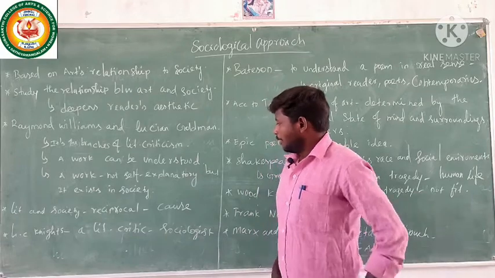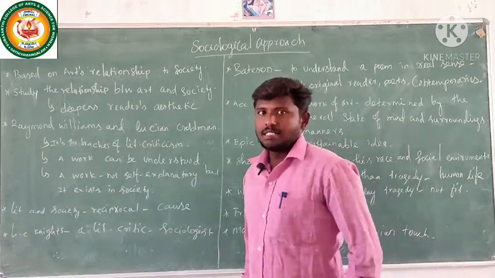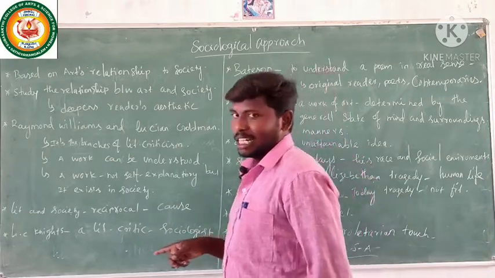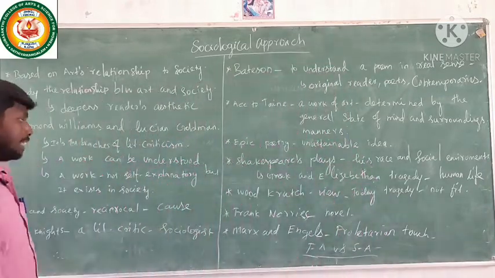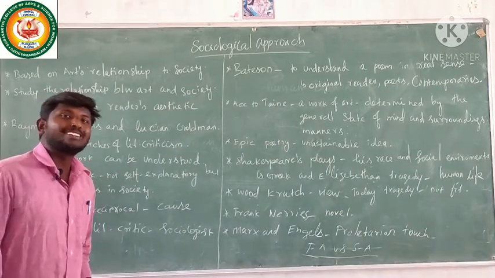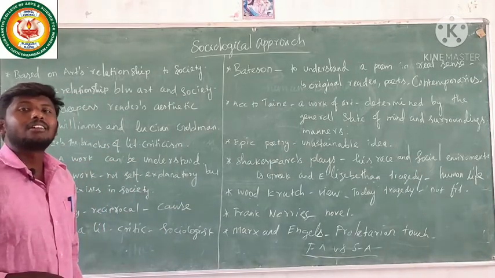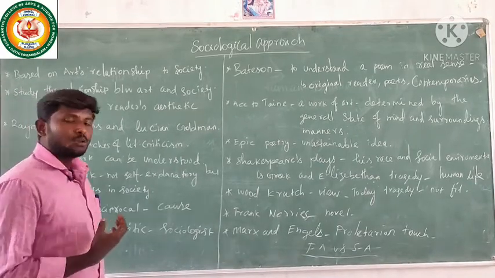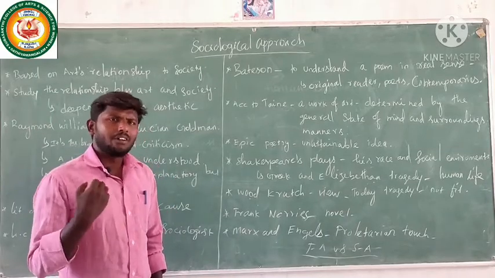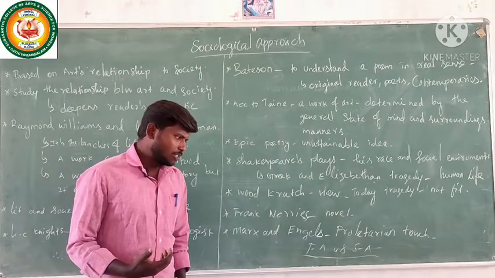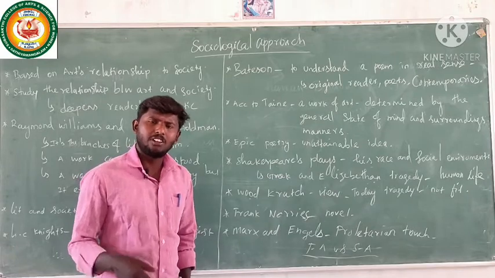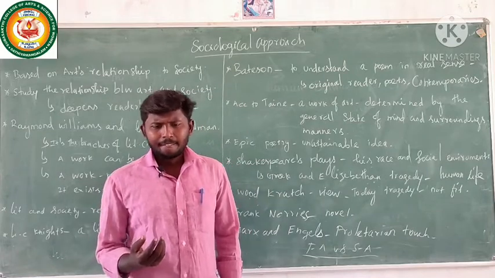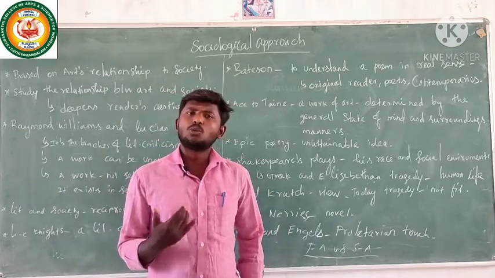One more thing, L.C. Knights. He strongly says that a literary critic must be a sociologist. If you look at what a literary critic should be, he should be a sociologist. Sociologist is more important. Nowadays we can find some satire and film critics, and every critic giving some interpretation of the movies and literary works.